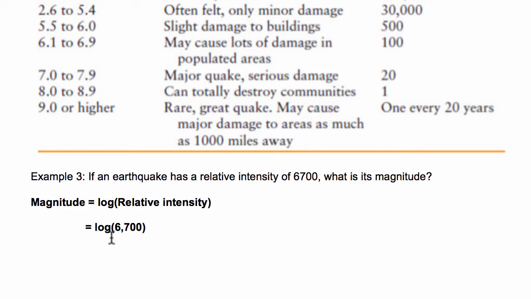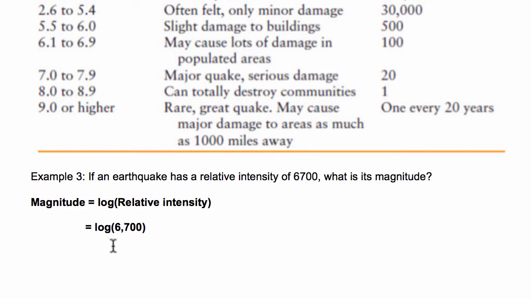Remember, if we are taking a log of a power of 10, all we need to do is count its zeros. The log of 1,000, for example, will be 3 because there are 3 zeros. The log of 10,000 will be 4 because there are 4 zeros. The log of this number should be between 3 and 4 since 6,700 is between 1,000 and 10,000.